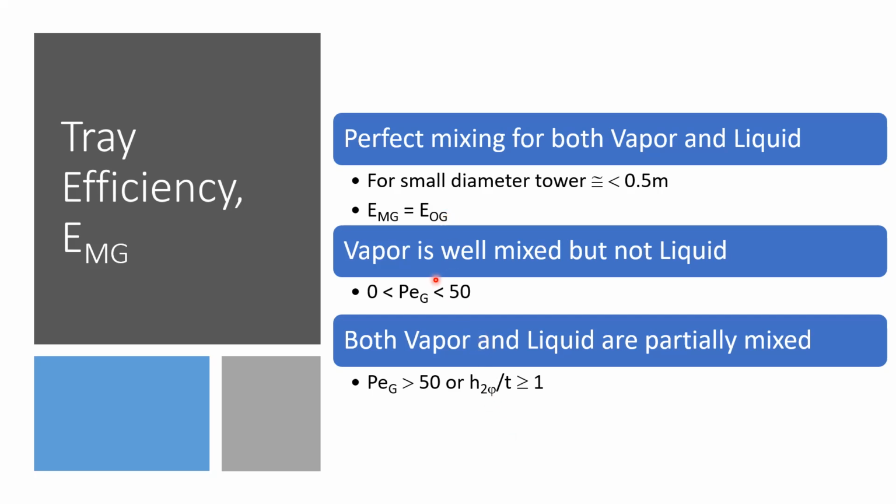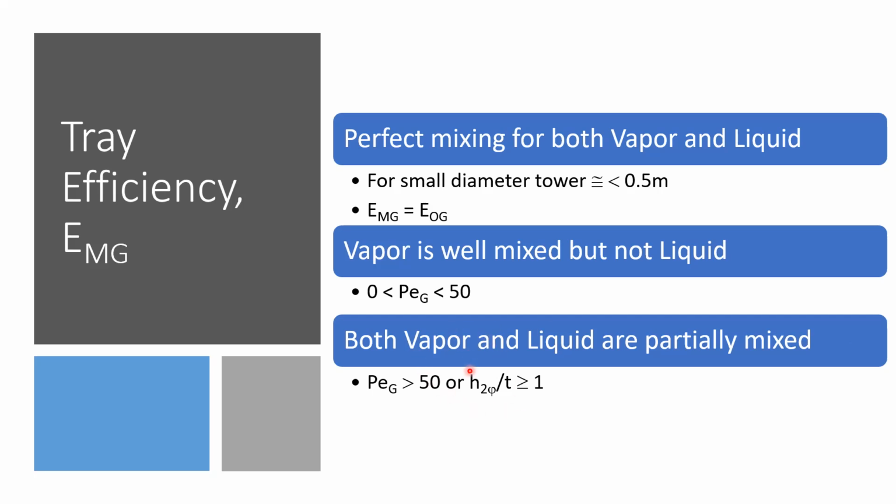So what we need to do, the first thing, is look at the value of H2 phi over T. If H2 phi over T is greater or equal to 1, then the system is going to be 100% scenario number 3. Both vapor and liquid are partially mixed.